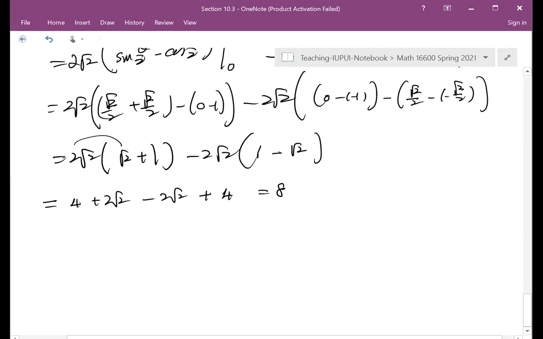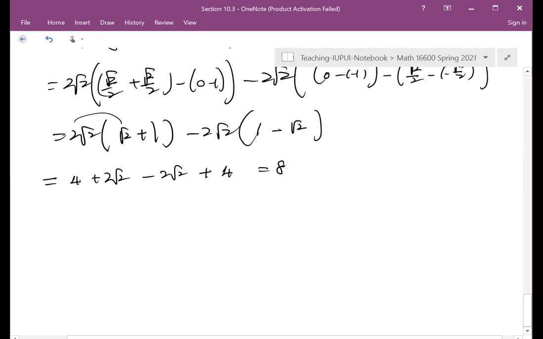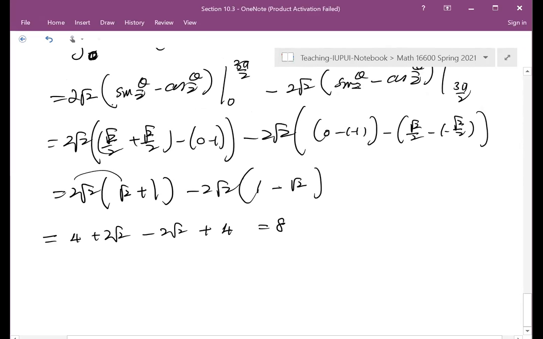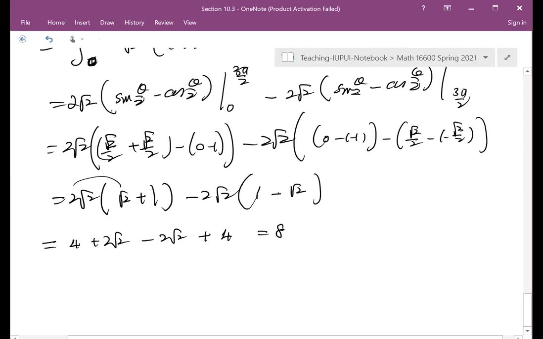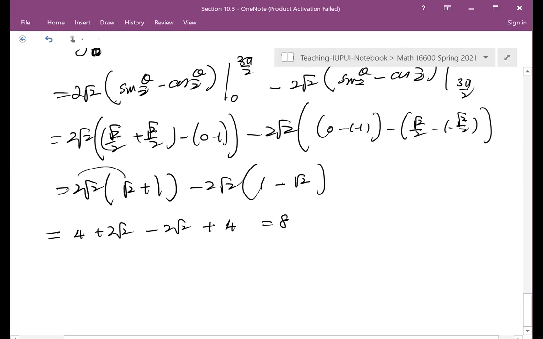This is the example. You can also get the length of the graph. We did it at the very beginning, right? And it's a similar idea. But be careful when you evaluate the integral.